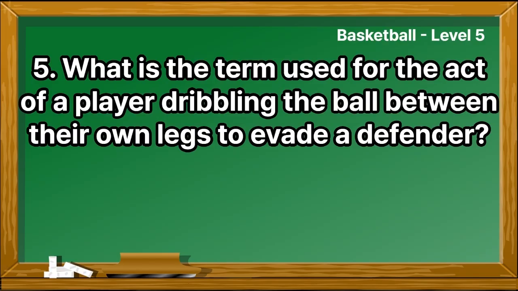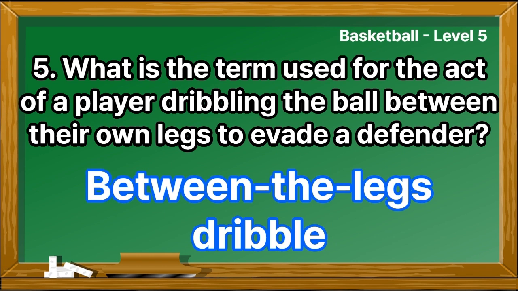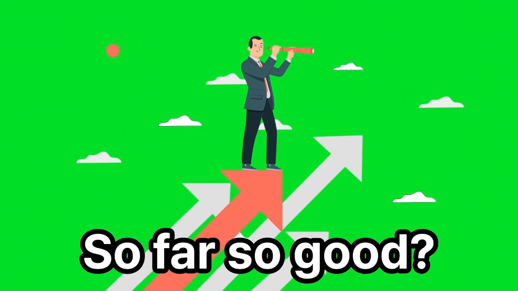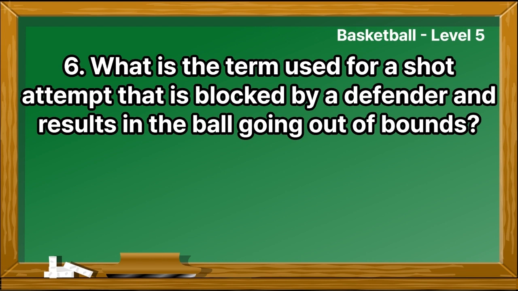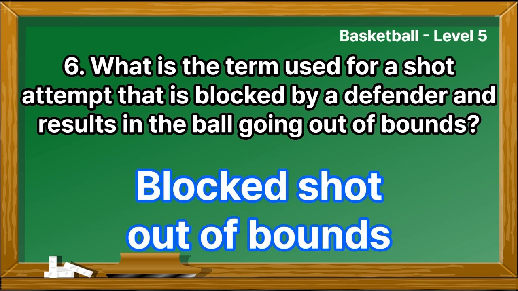What is the term used for the act of a player dribbling the ball between their own legs to evade a defender? Between the legs dribble. So far so good? What is the term used for a shot attempt that is blocked by a defender and results in the ball going out of bounds? Blocked shot out of bounds.